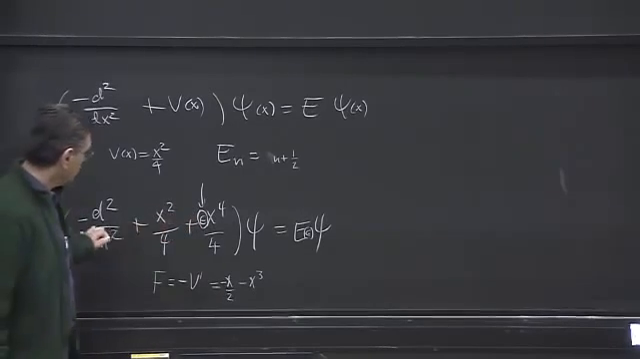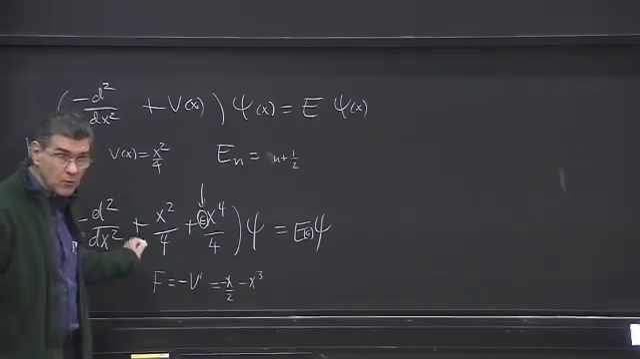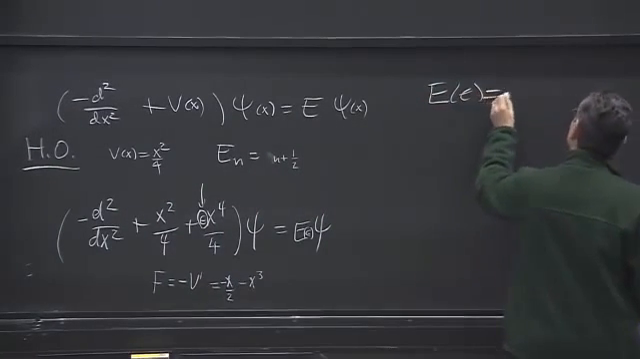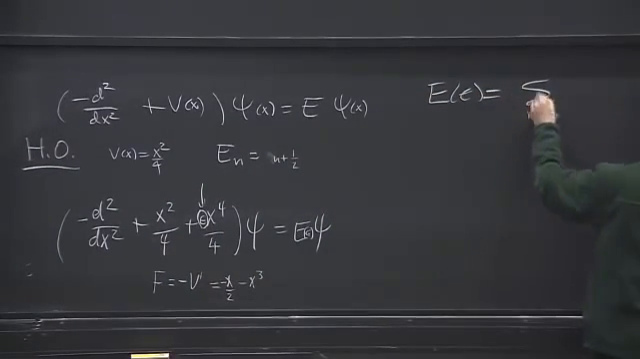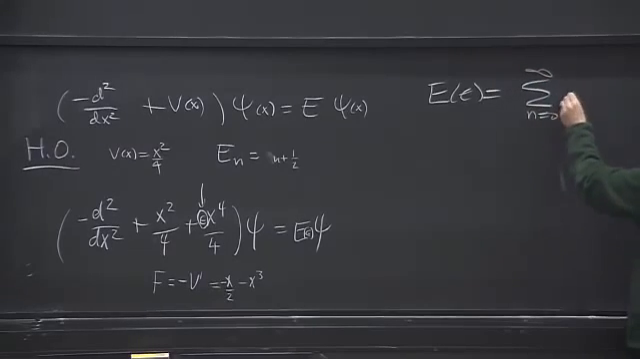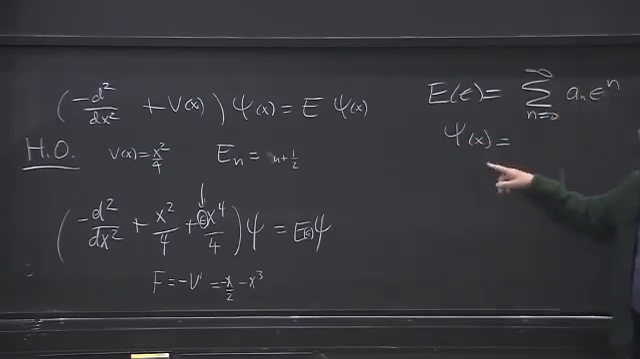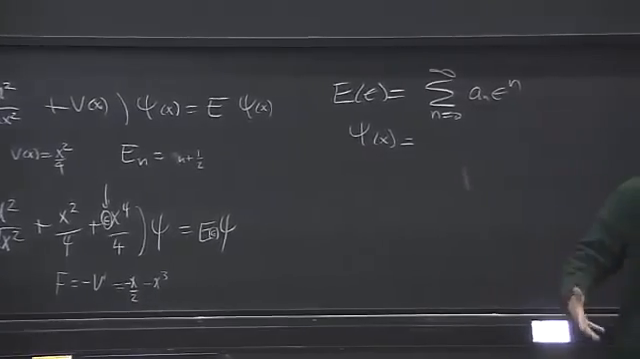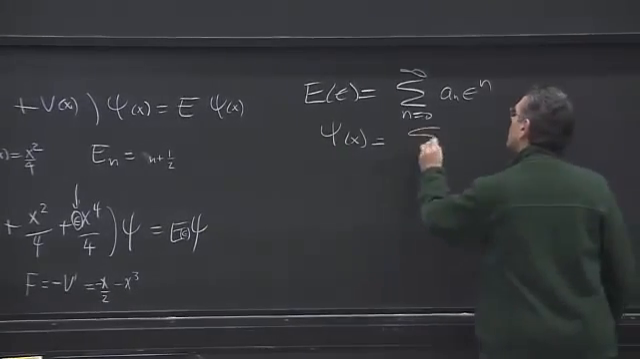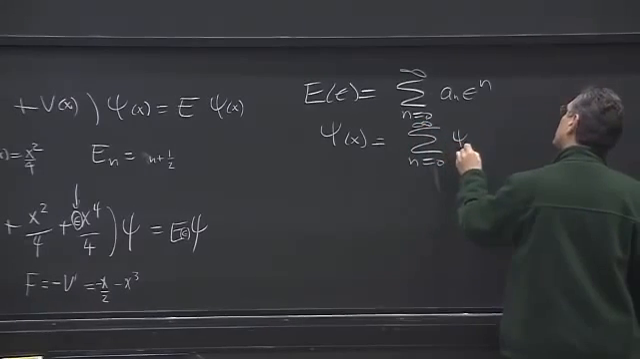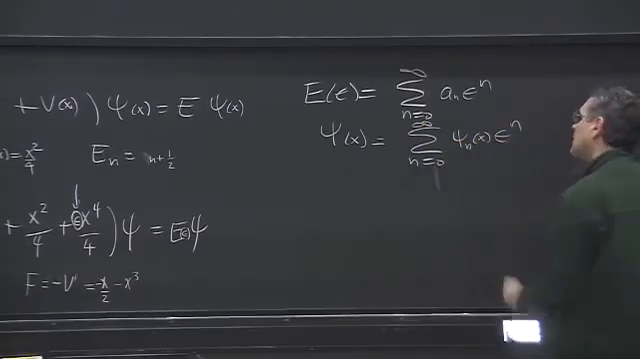Now this is a very interesting problem, and I'm going to show you the general procedure next time for solving this problem. But you know what you're going to have to do, right? You're going to have to say E of epsilon is the sum from n equals 0 to infinity of, let's say, a sub n epsilon to the n. And psi of x, the eigenfunction, is also a series in powers of epsilon. So this is a sum from n equals 0 to infinity psi sub n times epsilon to the n.